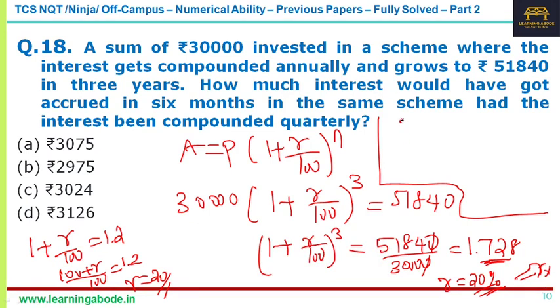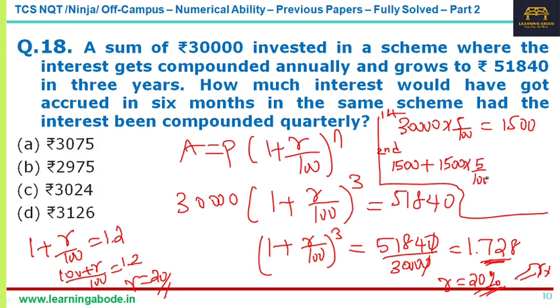Now this is per annum, so quarterly that will be 5%. So 30,000, 5% interest on that would be 1500. That's the first quarter. The second quarter would be this 1500 plus 5% quarterly interest on this. So that's 1575. If you total it up, it is 3075. That's answer option A for question number 18, 3075.